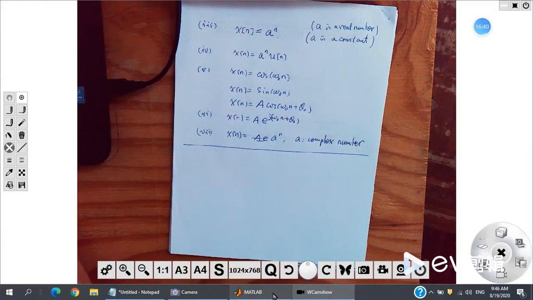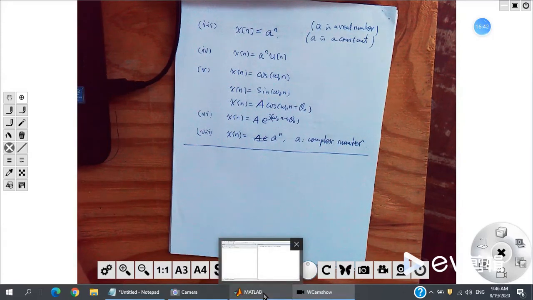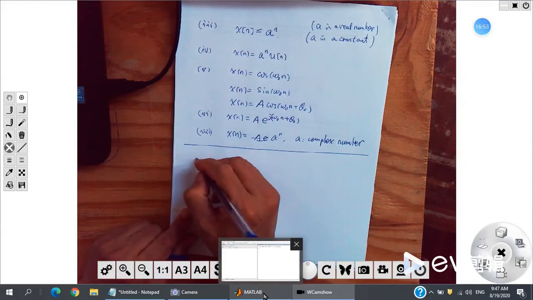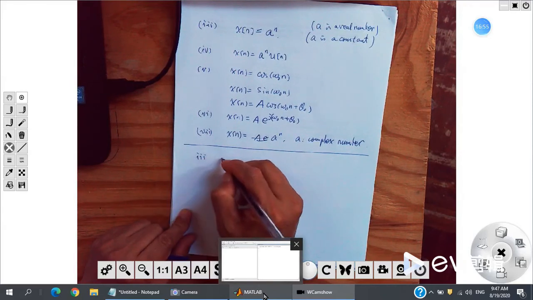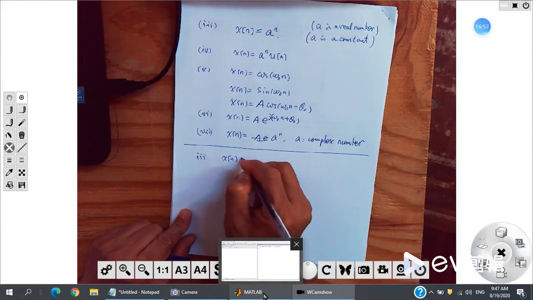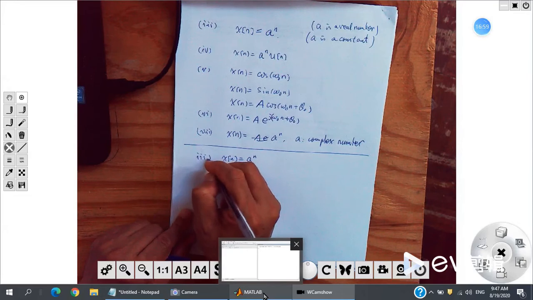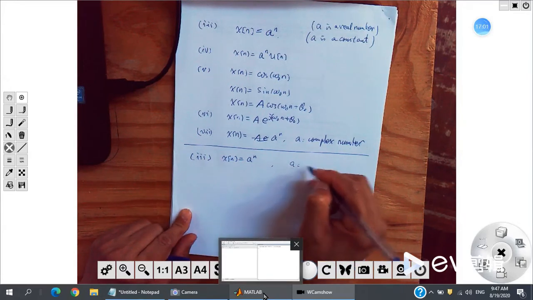Now let's go to the computer. I have opened MATLAB here, and I will use MATLAB to go over these signals. We look at the first one, x of n, which is A to the n, where A is a real number.